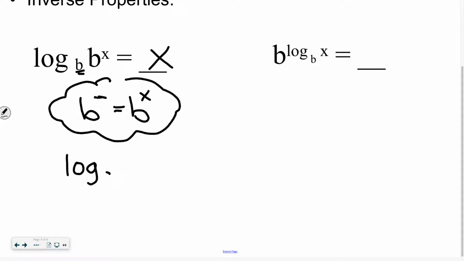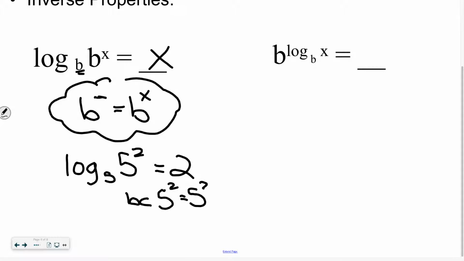The log base 5 of 5 squared is equal to 2. Because if I rewrite this, BC for me means because. If I rewrite this, I'm saying 5 squared equals 5 squared. Do you agree with that? Yes. You sure do. Don't make that any harder than it is. Okay, it makes total sense.